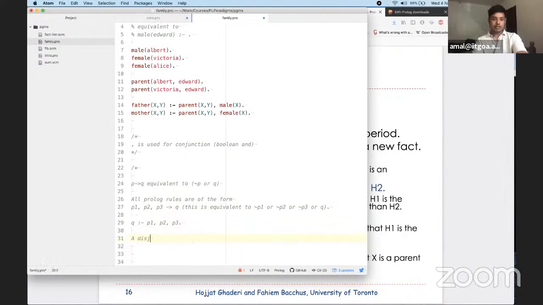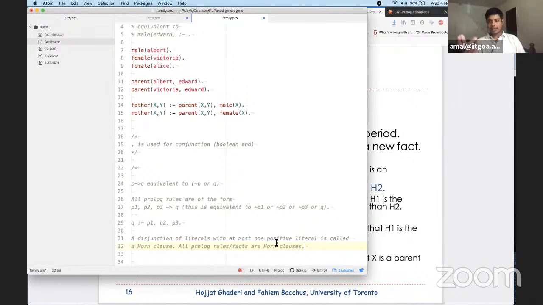A disjunction of literals with at most one positive literal is called a Horn clause. Okay. All Prolog rules and facts are Horn clauses. Okay. What do I mean by that?